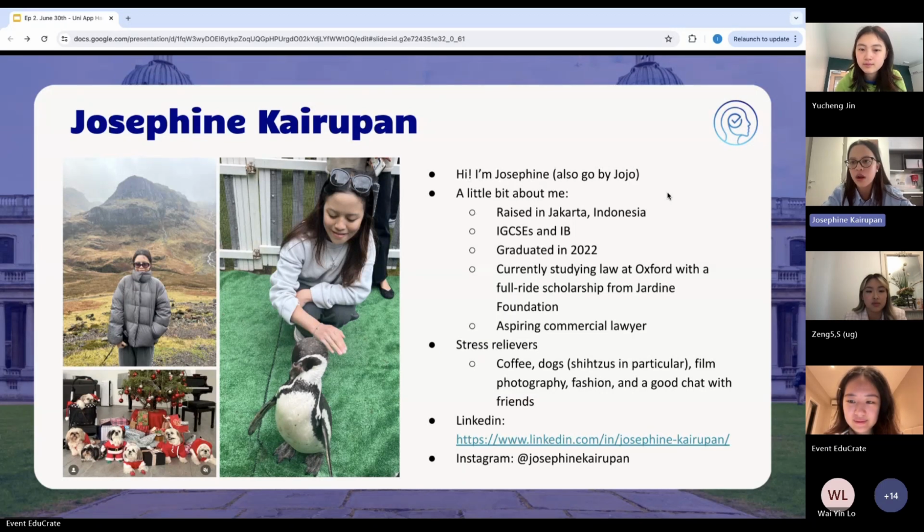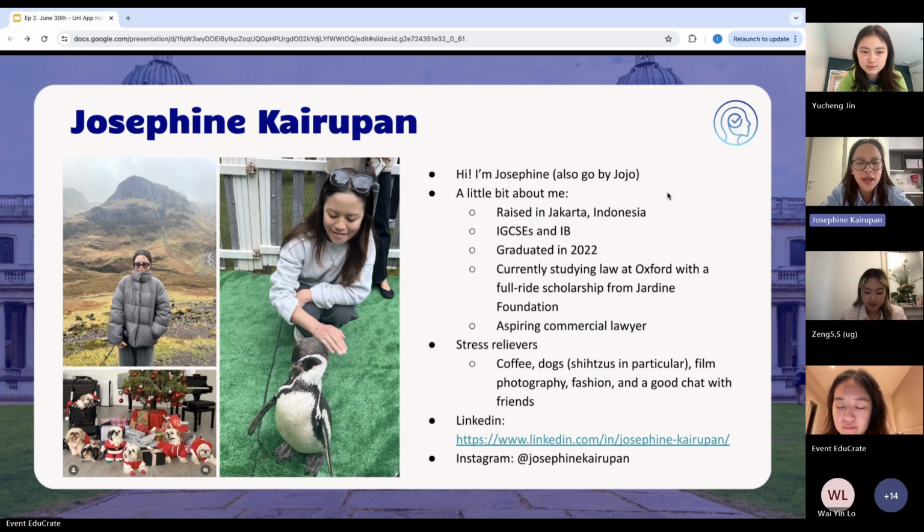I was born and raised in Jakarta, Indonesia, before moving to the UK to start uni. I was in an international school, did the GCSEs, and then did the IB, like I think everybody else here. And then I graduated in 2022. Now I was busy for the last year with internships and all things like that, because I'm trying to become a commercial lawyer here in London.